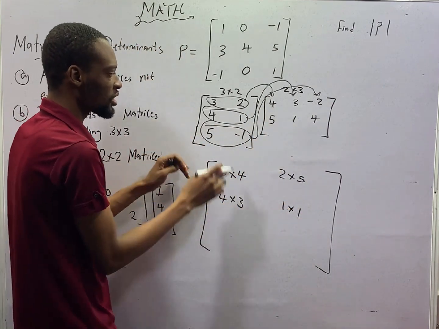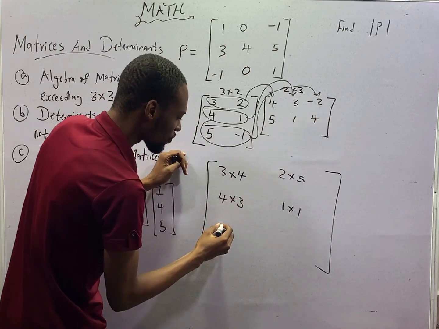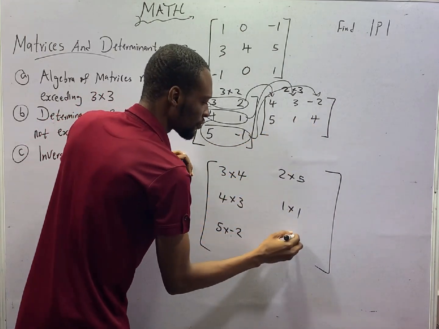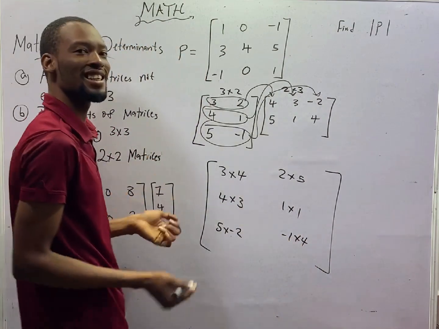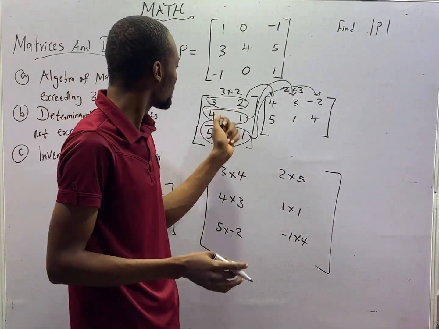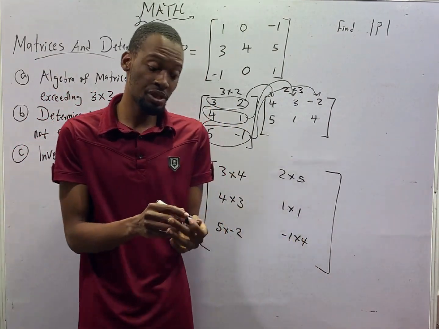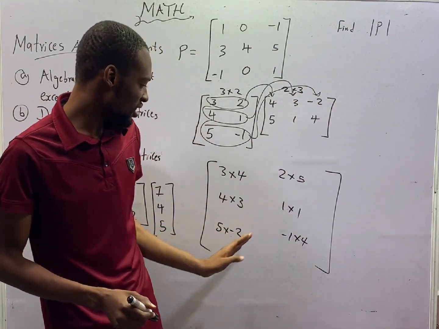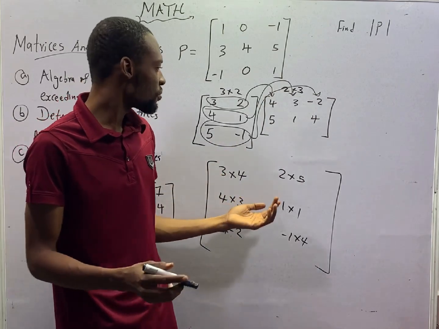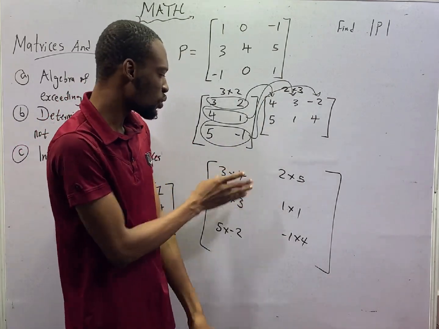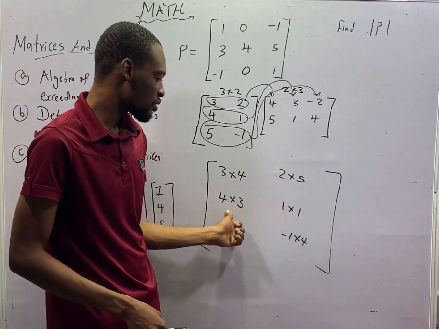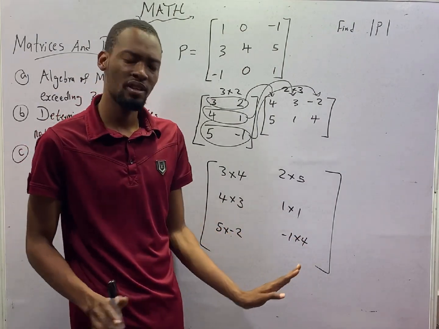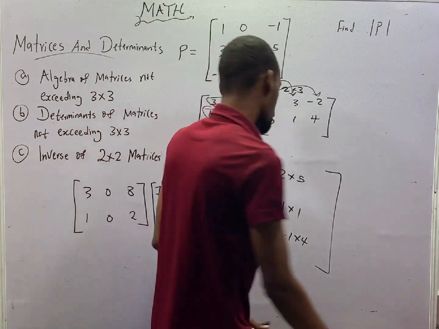You move to the third one. 5 times minus 2. Minus 1 times 4. That is it. So, multiplying a 3 by 2 matrix with a 2 by 3 matrix, you notice that the result is a 3 by 2 matrix. Here we give you 12, 10, 12, 1, minus 10, and minus 4. That is your answer.